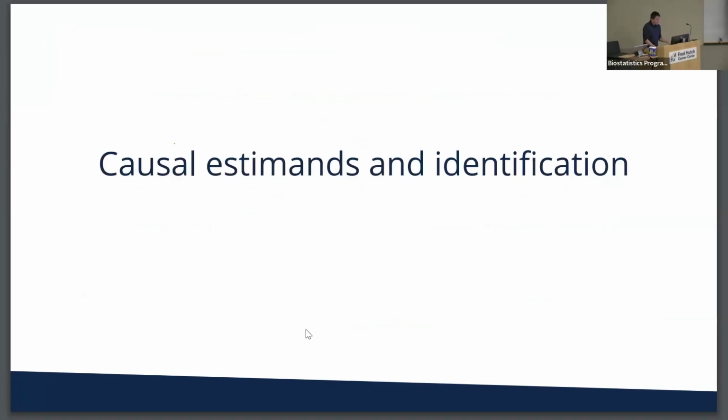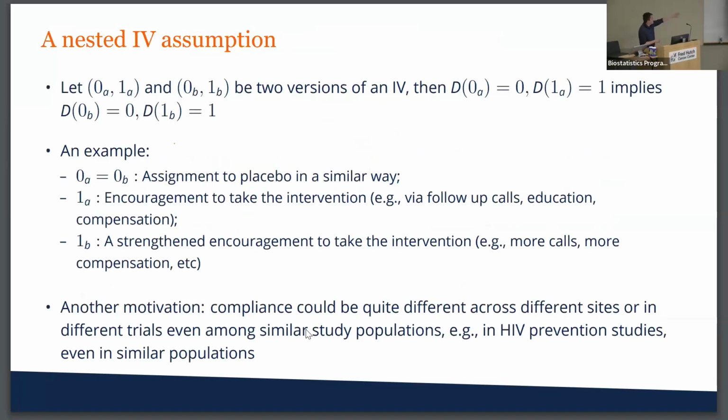I'll give you an example. The most trivial example is here. Let's say randomizing to placebo always means the same thing in Portland or Seattle. I give you some pills, placebo, do whatever you want. So 0A equals 0B. This is not essential, it is just a simple example. 0A equals 0B, and 1A means encouragement to take the intervention.